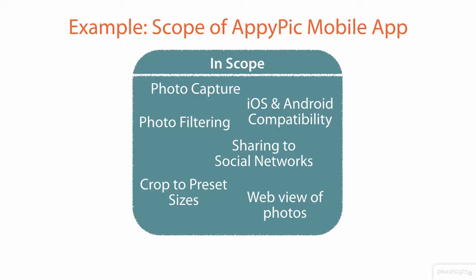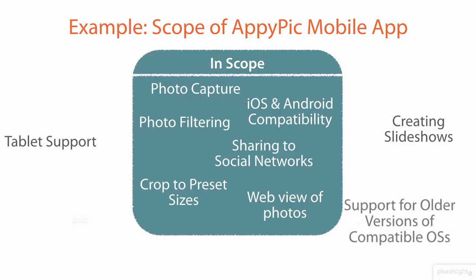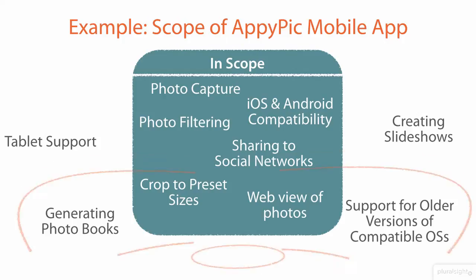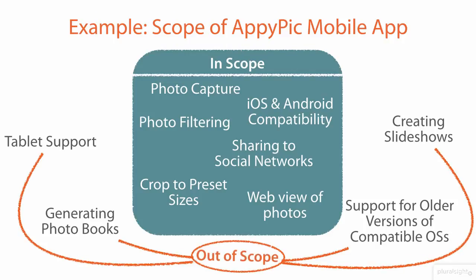Now, there are a number of different features that we might want to add, but that we won't be able to add in this release, either due to time constraints, resource constraints, or because it's simply not a top priority for the company at this time. Those might include a variety of other features, such as the ability to create slideshows, support older versions of iOS and Android, generate photo books that can be printed out and shared in a more tangible sense, and support for tablet devices like iPad. All of these features would be considered out of scope for this release.